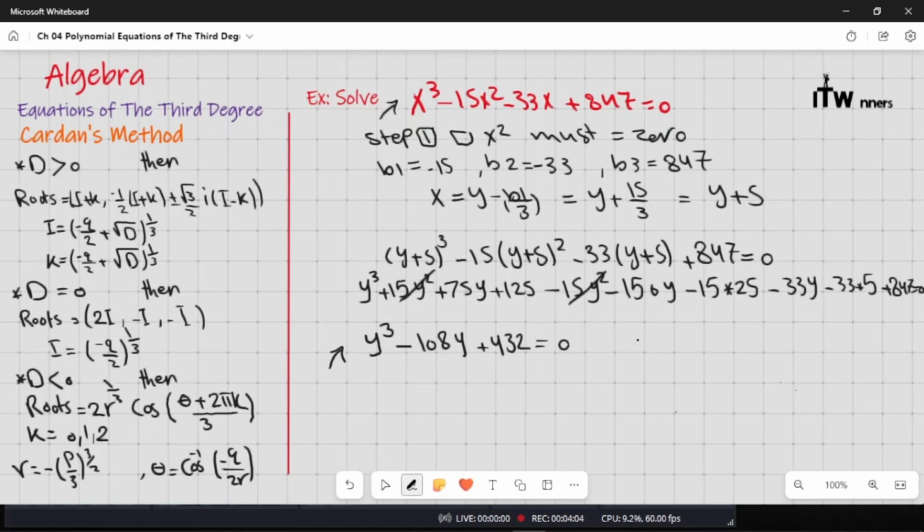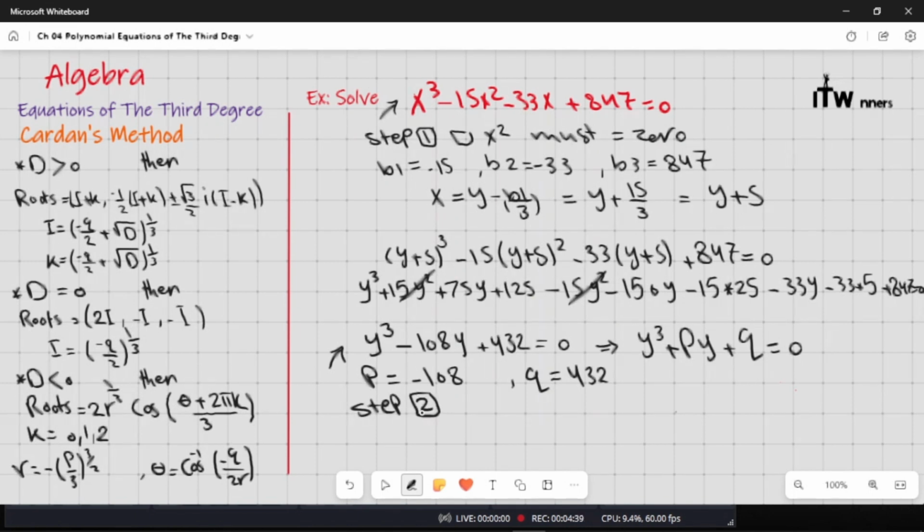Okay, so we have here an equation in this form: y cubed plus py plus q equal to 0. So we have here p equal to negative 108 and q equal to 432. So we will move to step 2 to find the characteristic of this equation.